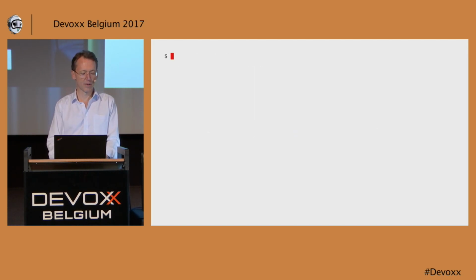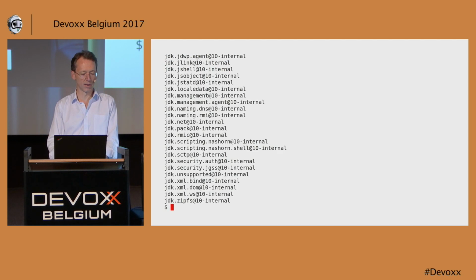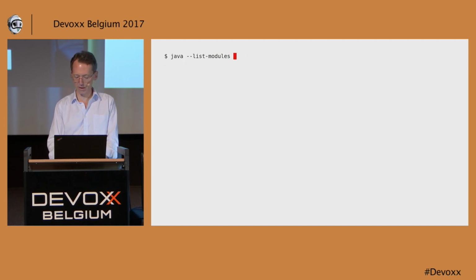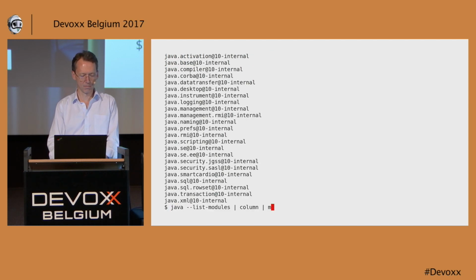So let's take a look at the modules that we've got. There are new options to the Java launcher. It will list all the modules that it knows about, and there are a lot of them. In fact, there are 75 in an OpenJDK build. Let's explore those a little.